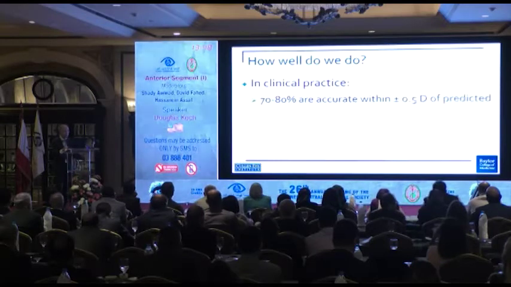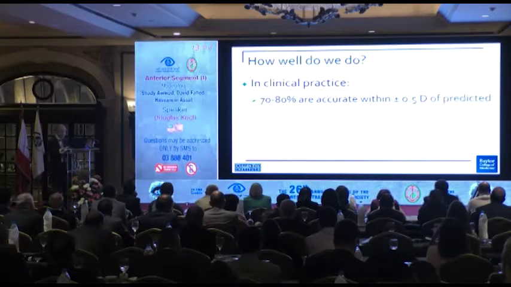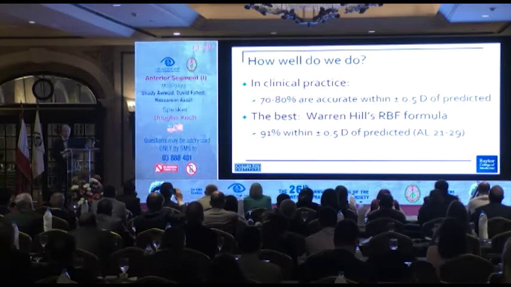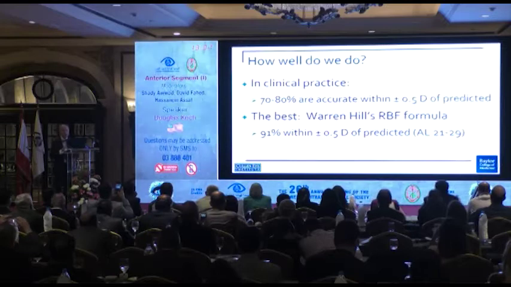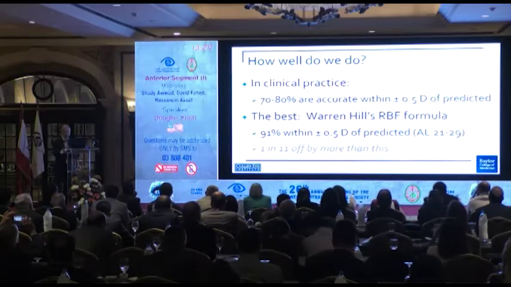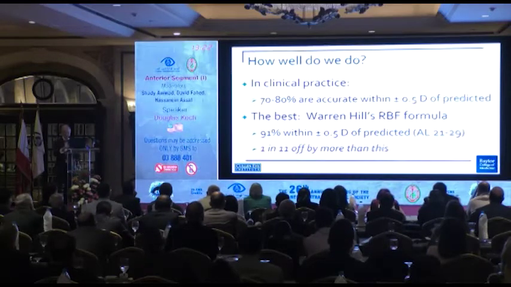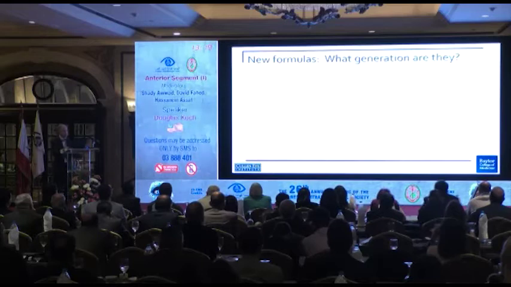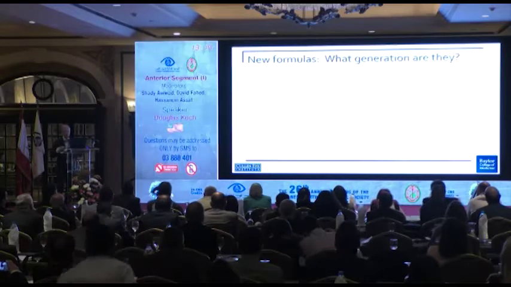Well, how well do we do? In clinical practice, we actually only get about 70 to 80% plus or minus a half diopter, unless you really, really work at it. And the best that I've seen reported was Warren Hill's RBF formula, in which he reported 91% within a half diopter. I must admit, we don't get quite that good with it. But even if you did get 91%, that's great, right? Well, that means that 1 in 11 patients are off by more than a half diopter still, even in these very, very outstanding results.